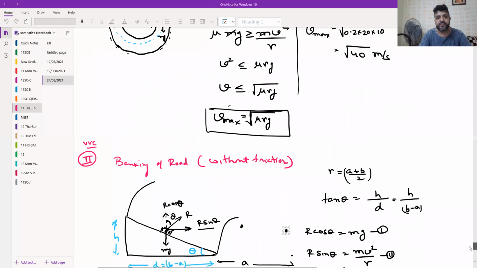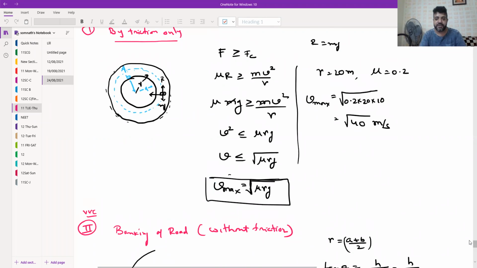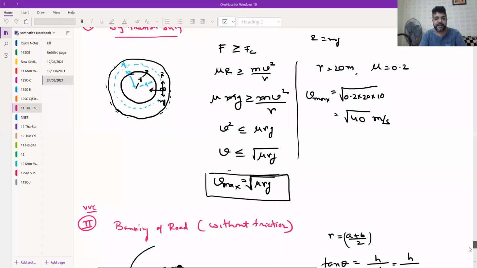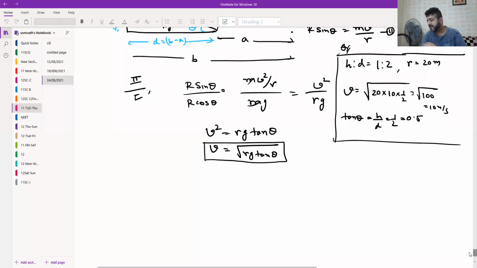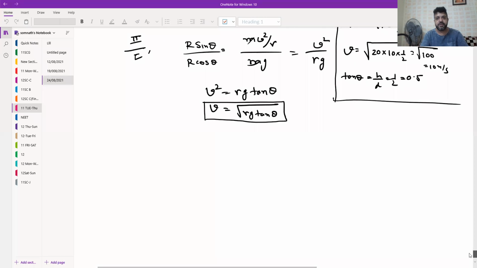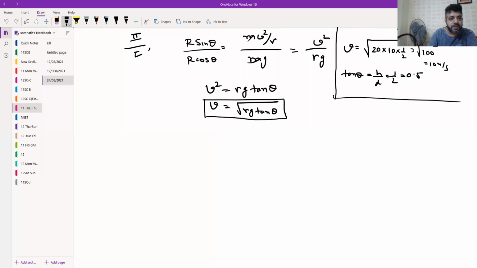Okay, so previously we see two things. Number one, circular turn with friction, and the second one is banking of road. With this banking of road, we see one numerical also. So first of all, let's start with some numerical, one or two, then we move on to the next part.